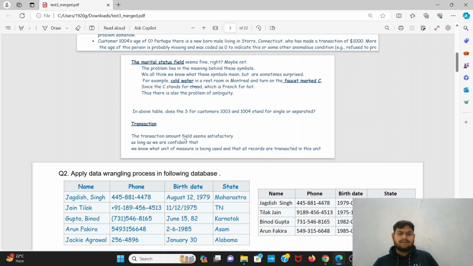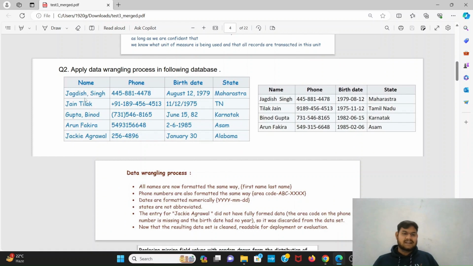The transaction amount field seems satisfactory, as long as we are confident that we know what unit of measure is being used and that all records are transcribed in this unit. Next question, question number two.